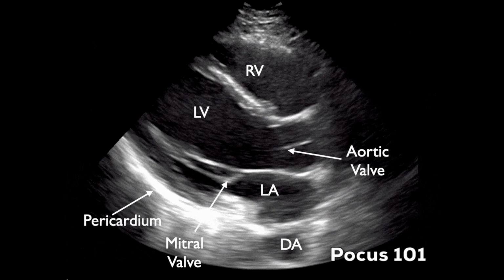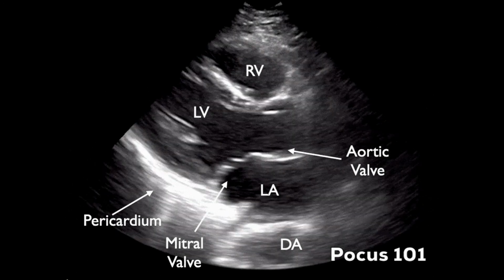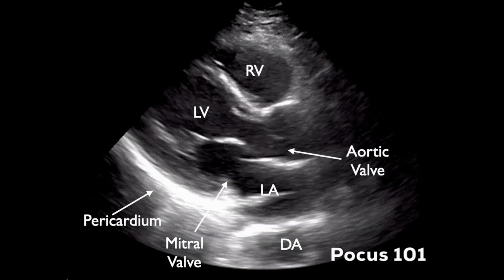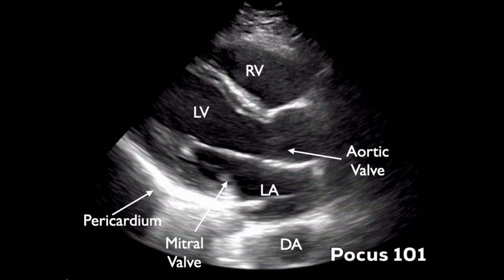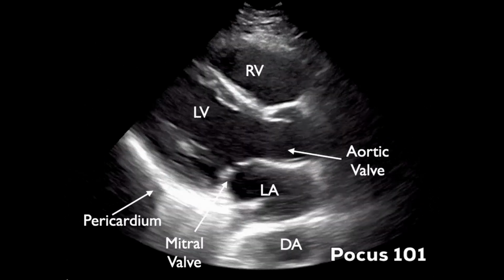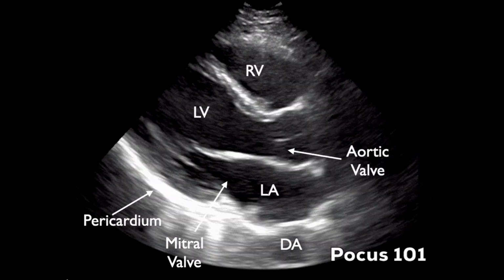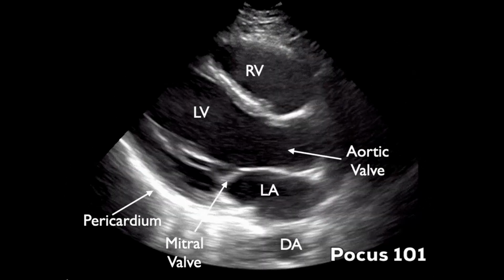The valves, those little doors in the heart, should be thin and move smoothly, like well-oiled hinges. If they're thickened or don't open all the way, that's stenosis, which is like the doors are stuck and not letting blood flow properly. If they don't close properly, you'll see blood flowing backward on Doppler, which is called regurgitation. It's like a bouncer letting people back in after they've already left.